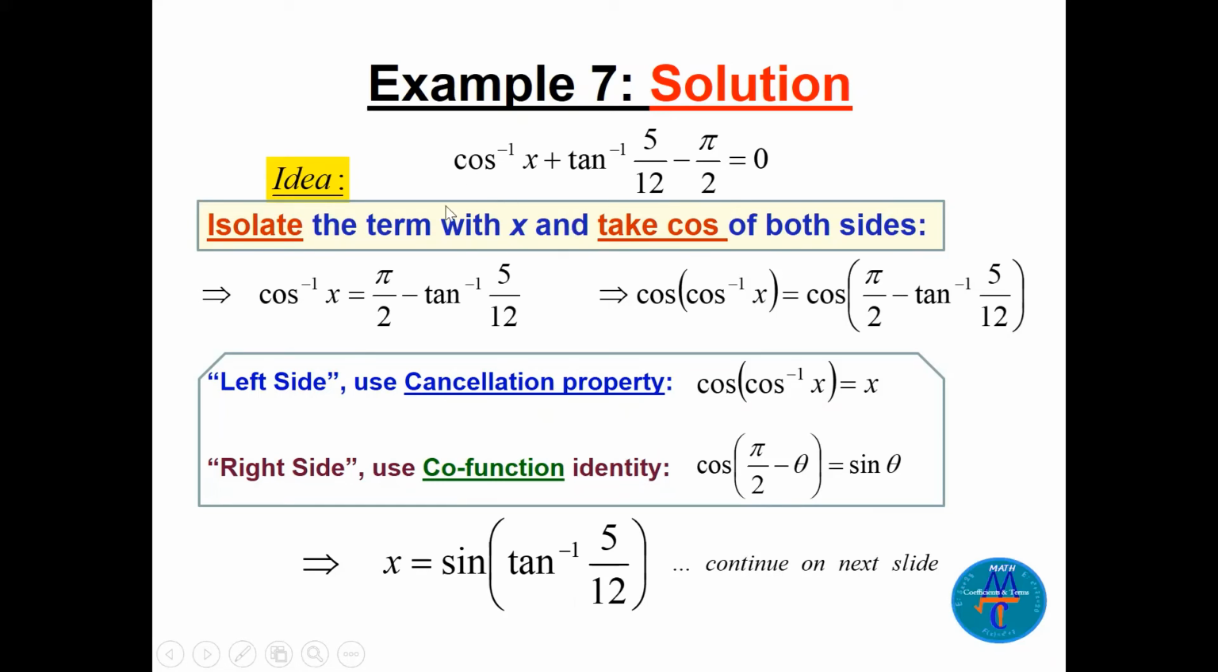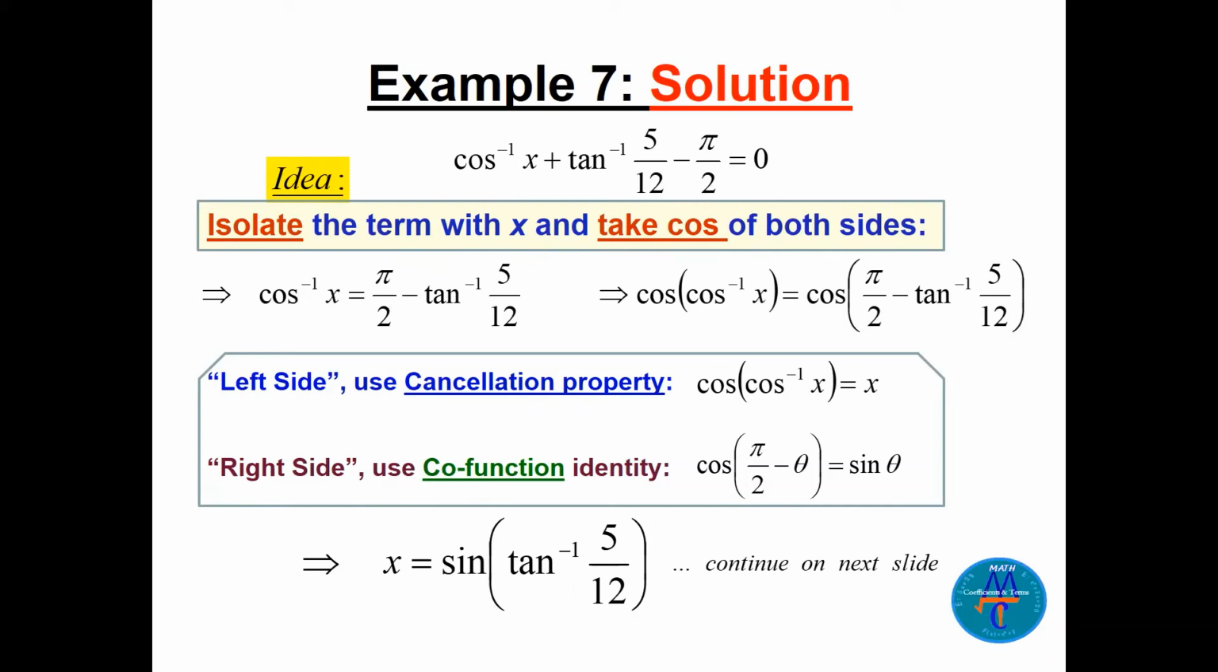So let's take cosine inverse of x is equal to pi over 2, take everything on the other side, minus tan inverse 5 over 12. Take cosine of this side, take cosine of this side. You see why? Because we have the cancellation property for cosine and sine and tan. So cosine of cosine inverse of x is equal to x on the left side here.